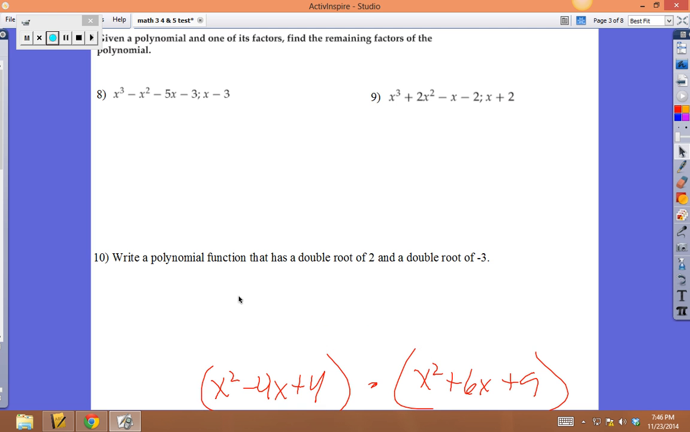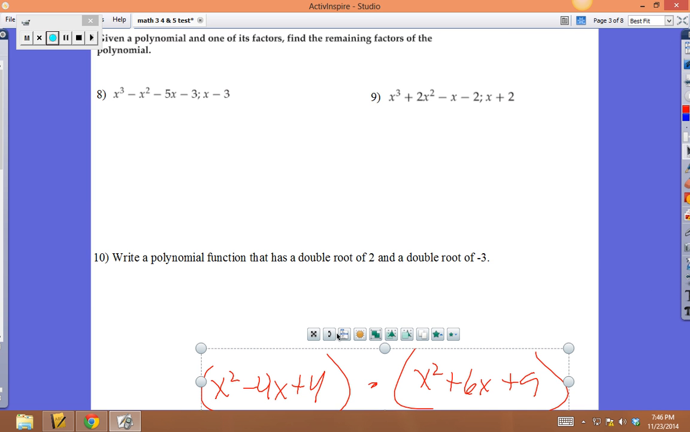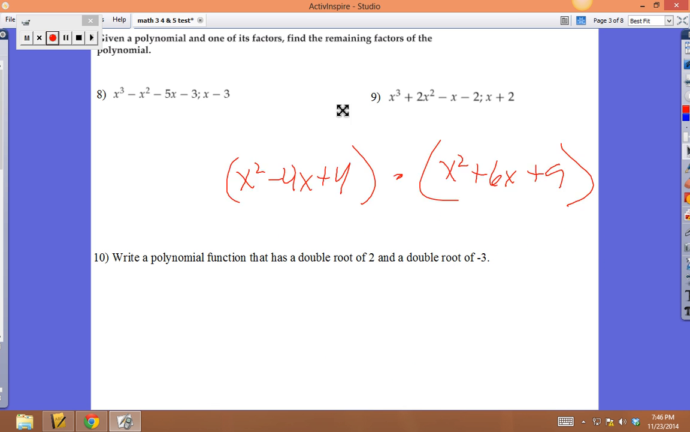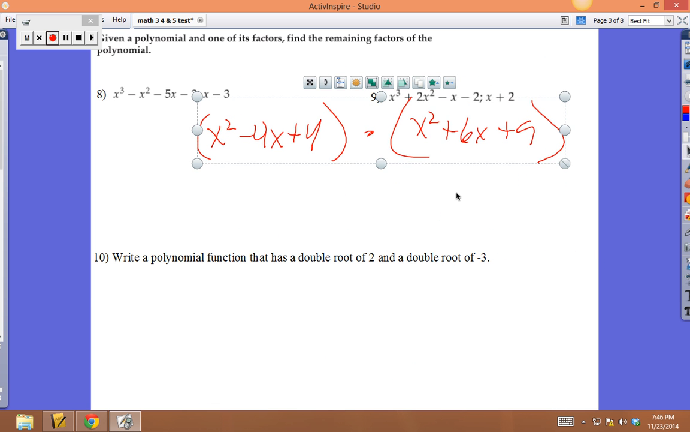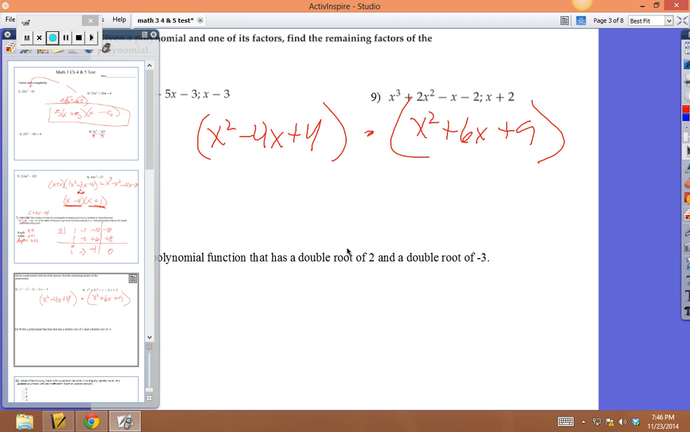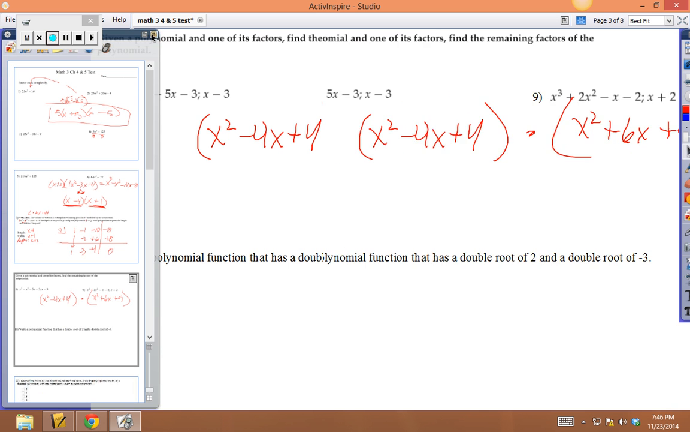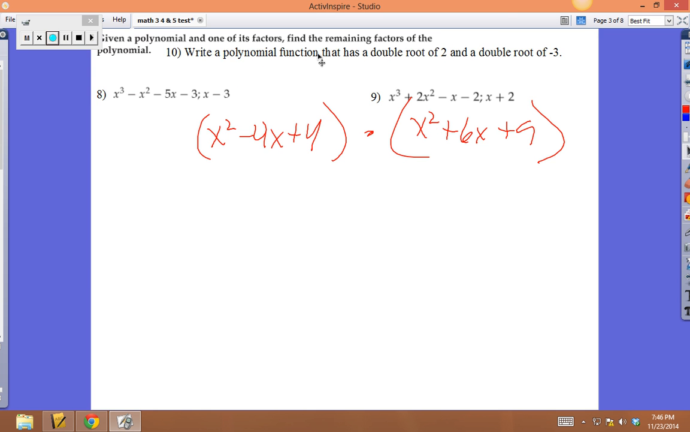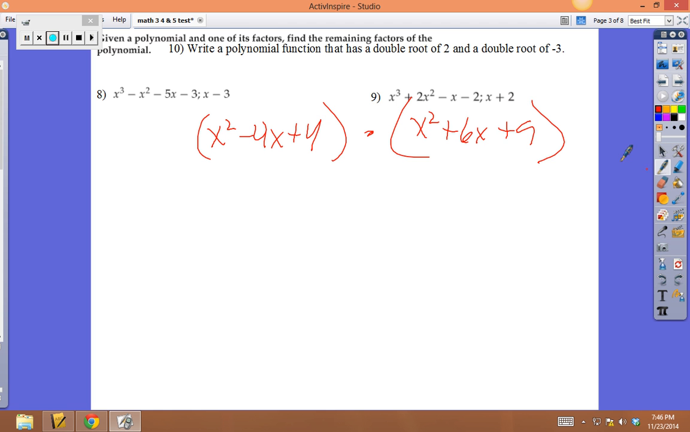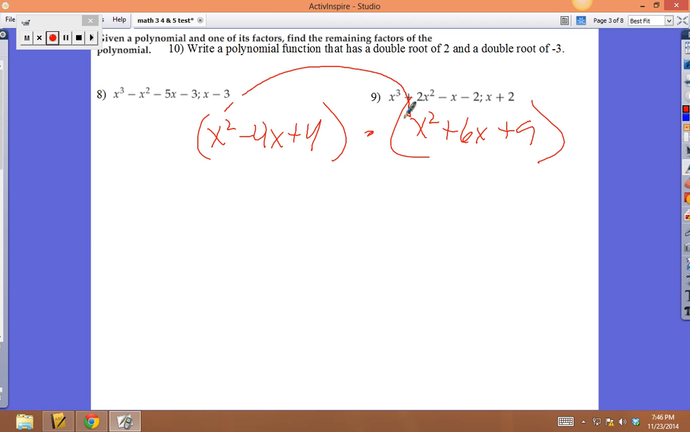So let's see if I can move it up here. Okay, because there's going to be a lot of distributive. So I'm going to times this to this. X squared times x squared, that's going to give me x to the 4th. X squared times 6x, that's going to give me 6x cubed. X squared times 9, that's going to give me 9x squared.